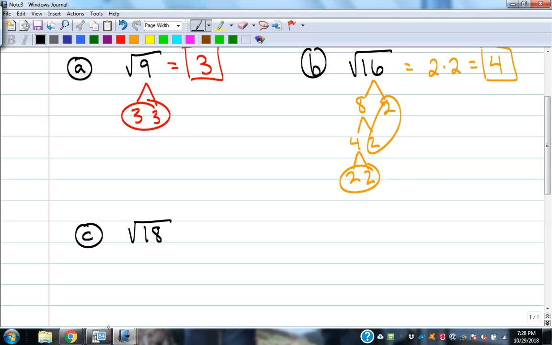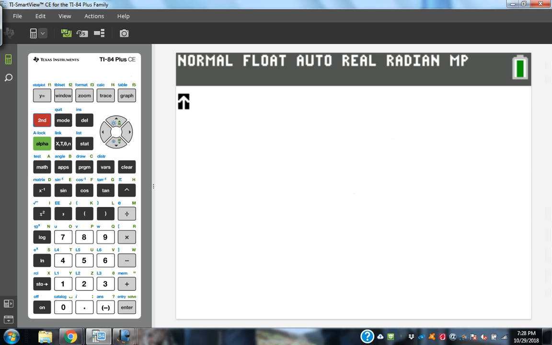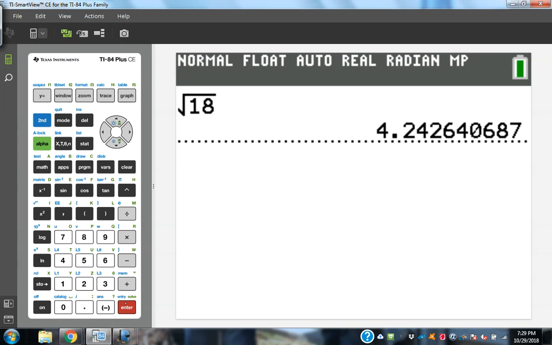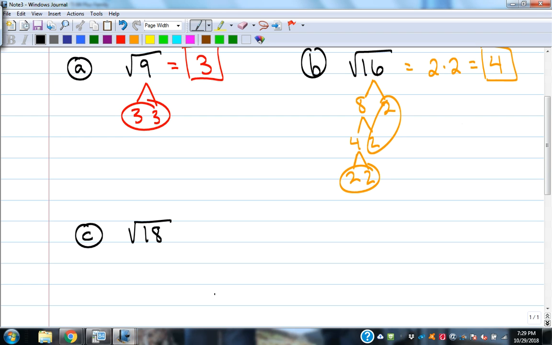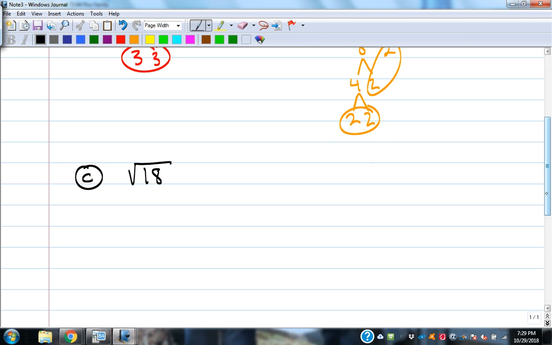If we punch that into our calculator, second square root of 18, it gives us this decimal for that. We don't want the decimal equivalent for that. We want the exact solution. Okay? So we want to simplify the square root of 18. The way to simplify the square root of 18 is to make a factor tree for 18.